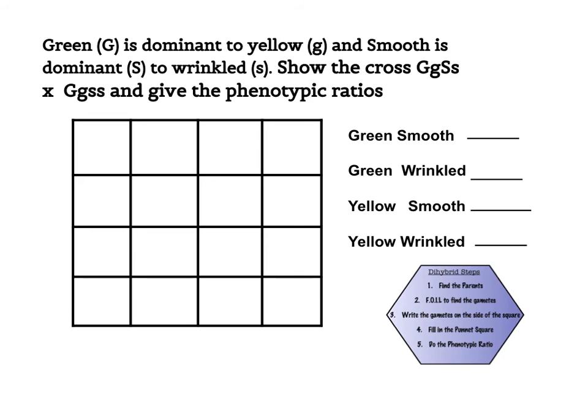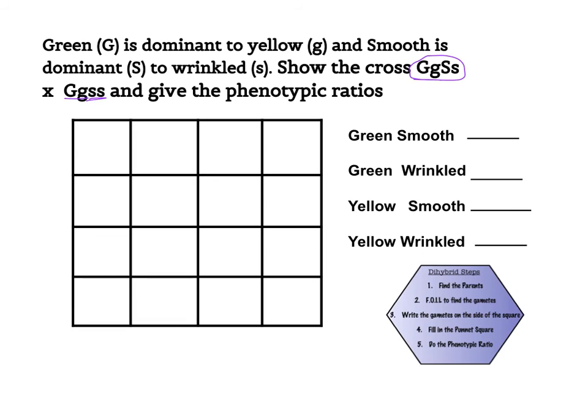Okay, we're still sticking with the green and yellow, green being dominant over yellow and smooth to wrinkle. These are P's. And go ahead and show the cross between these two. This plant is heterozygous for both green and smooth. And this one's heterozygous for green and homozygous recessive for smooth.